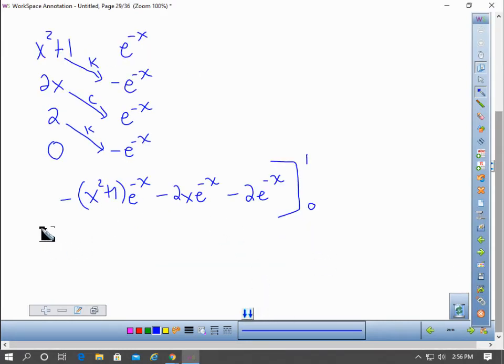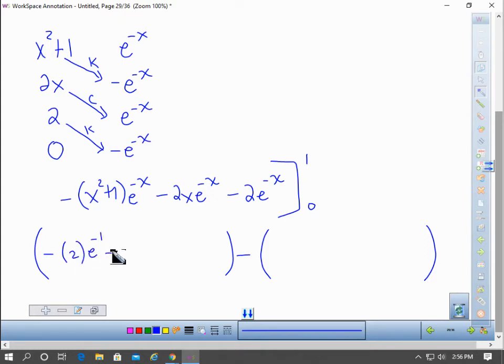Now I'm just going to do the fundamental theorem of calculus. I'm going to put a 1 in first. Putting a 1 in here gives negative 2 e to the negative 1, minus 2 times 1 e to the negative 1, minus 2 e to the negative 1. Then we're going to put a 0 in everywhere. Putting a 0 in here makes this negative 1 e to the 0. Putting a 0 in there, that's gone, so that'll be minus 0. And putting a 0 in here is going to be a minus 2 e to the 0.